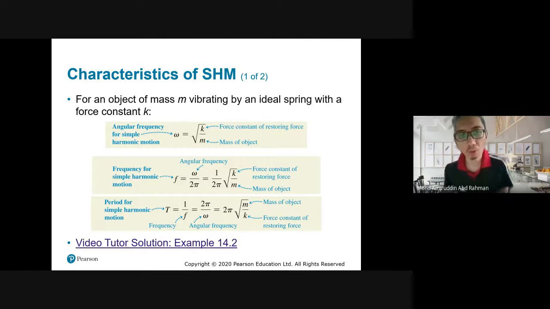Once we obtain the frequency, the relationship is omega equals 2 pi f. From frequency we can also obtain the period, which is T equals 1 over f. If you want to express the period T in terms of mass and k, it equals 2 pi times the square root of m over k. That's the relationship.